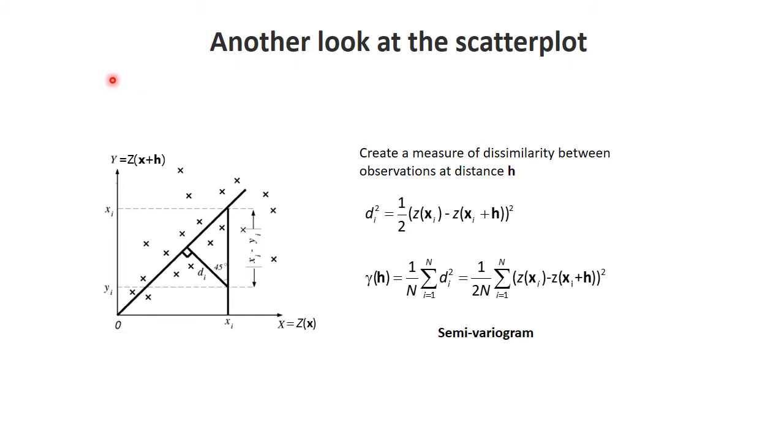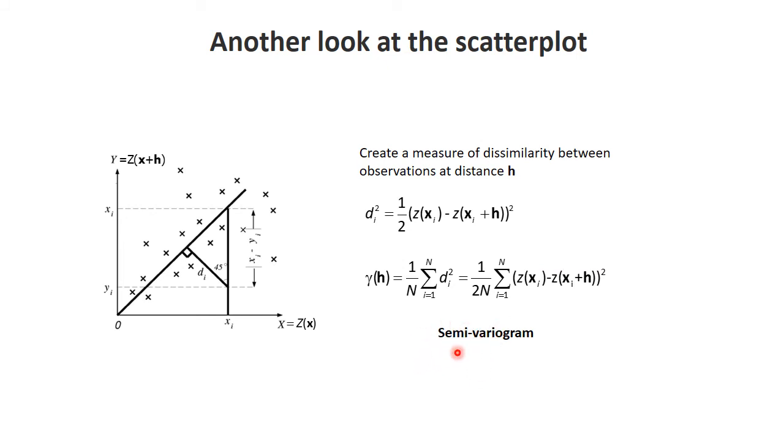Okay, let's have another look at the same scatterplot. As we've done before, we make the scatterplot, which is cross-plotting a value at location x versus a value at location x plus a constant lag distance. Previously we calculated the correlation coefficient. What we'll do now is calculate the distance of any of these crosses away from that 45-degree line. If you look into that, you'll find that there's half the square difference between those two values. So what I do now is sum up all those distances and average them, and what I get is this equation here. This is called the experimental variogram.